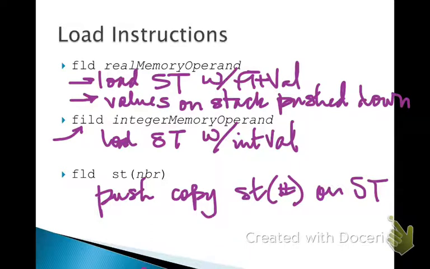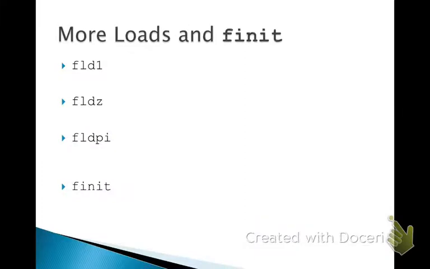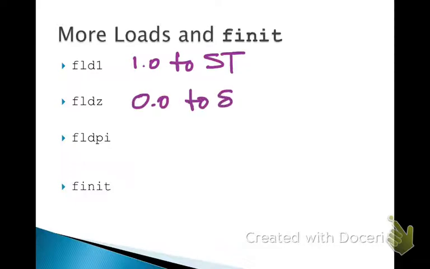Okay, some more float load instructions. First one, pretty obvious. This one's going to push 1 to the stack top. This one is going to push 0 to the stack top. And you might say, gosh, why would we ever use things like that? Well, what if you have to initialize a sum or a product? This is an easy way to do it while you're executing a floating point segment. Float load pi loads pi. So pi goes to the stack top.